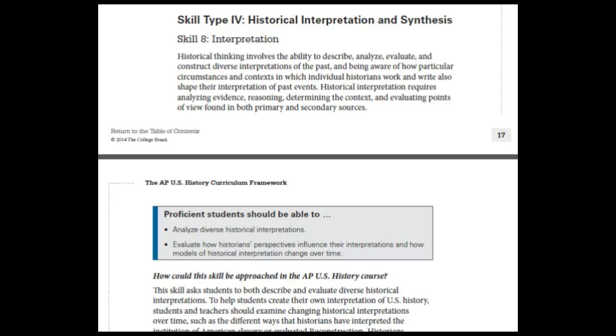We have a very different interpretation of slavery, for example, now than maybe a historian or someone writing in the mid-1800s had. This skill asks you to be able to be aware of that and maybe to draw some conclusions, or to look at two different interpretations over the course of time and maybe make some comparisons about that as well.